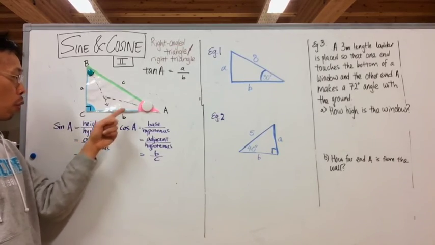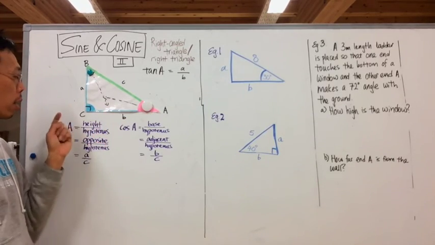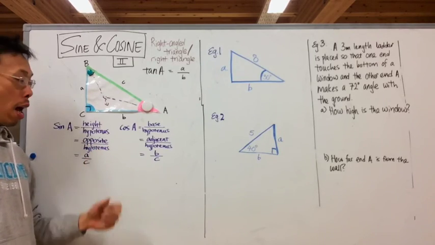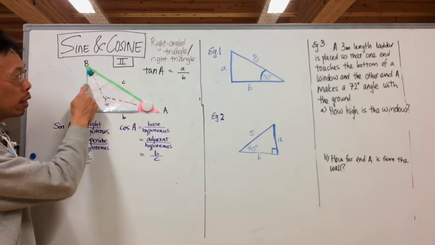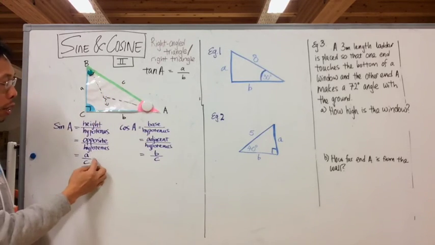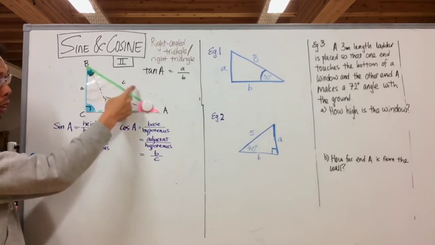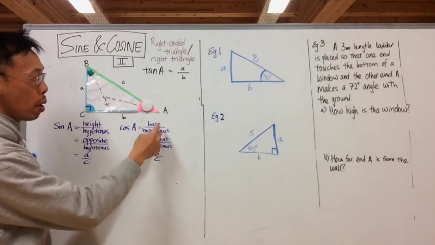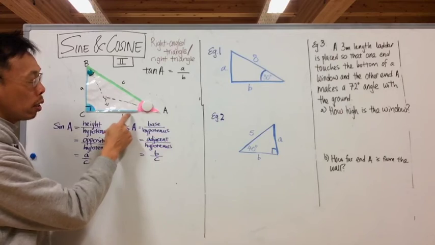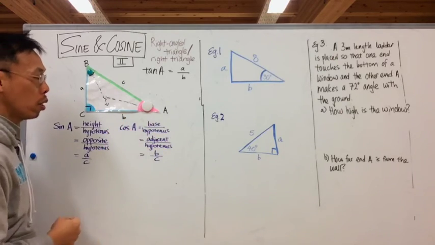Sine A, here's the angle A, is the height over the hypotenuse, or more commonly called opposite. That means this is the side that is opposite of A over the hypotenuse. So in our case it is a over c. Well, cos A is base over hypotenuse, or more commonly called adjacent over the hypotenuse.